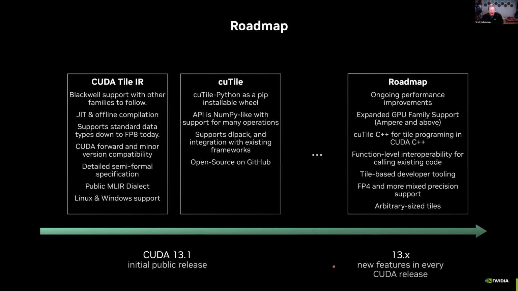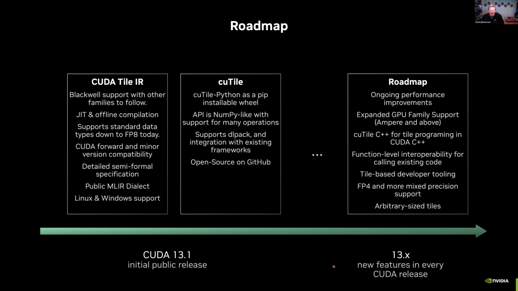Qtile, the Python package, is pip installable now, and that's exactly what I did to go through the demo that I'll showcase in a few minutes. The API is NumPy-like, as you saw earlier, and it supports some integration with existing frameworks and is open source on GitHub. Longer term, our roadmap has a number of probably notable elements.